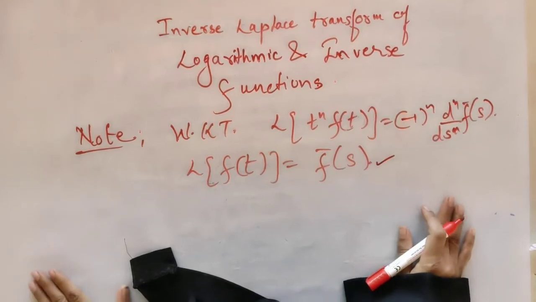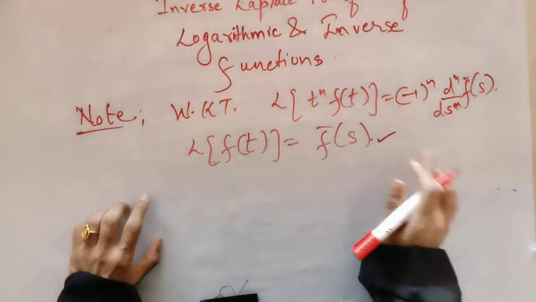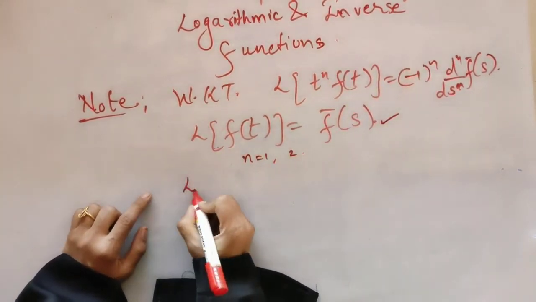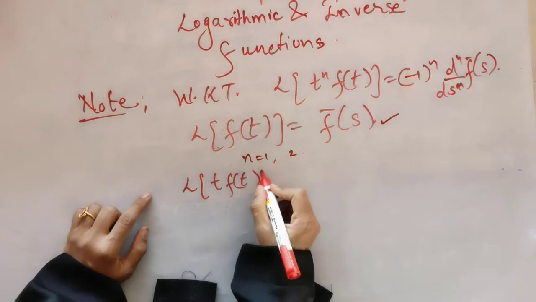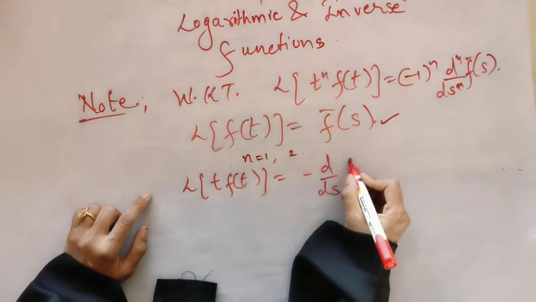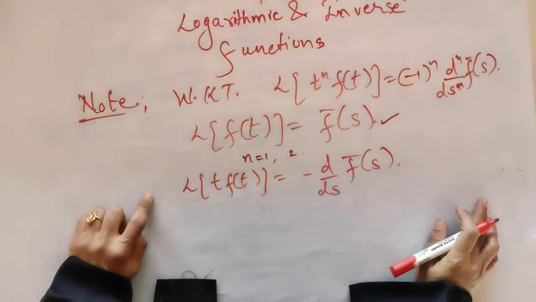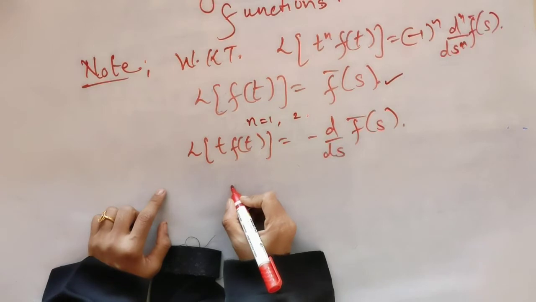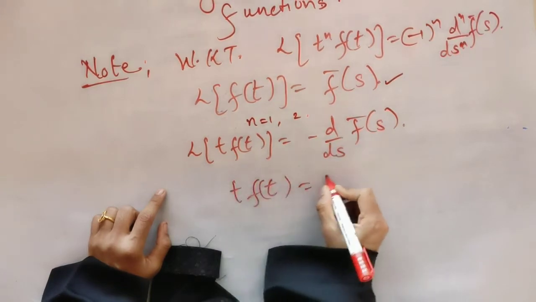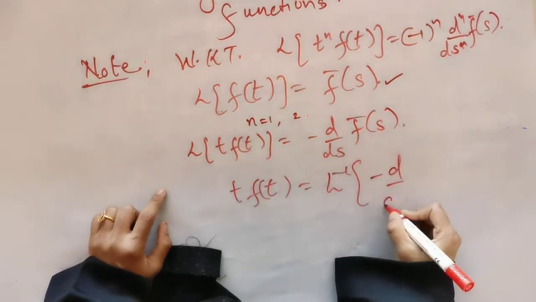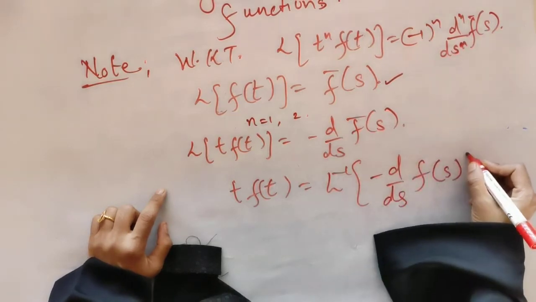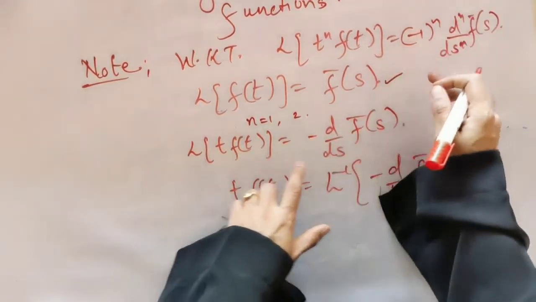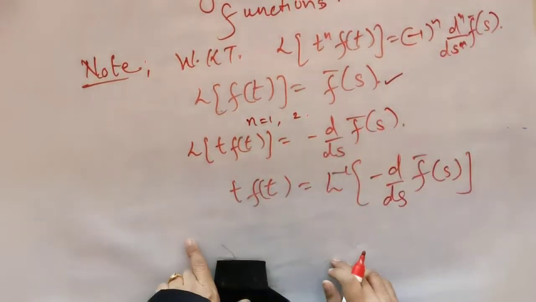So how are we going to work for that? Now just pay attention all of you. When n is equal to 1, the same property I can write as the Laplace transform of t into f of t is equal to minus d by ds of f bar of s. Similarly, if I take the reverse of it, t into f of t is L inverse of minus d by ds of f bar of s, for n is equal to 1. For n is equal to 1, the same property takes the value (-1) to the power 1 times the first derivative of f bar of s, is it not?